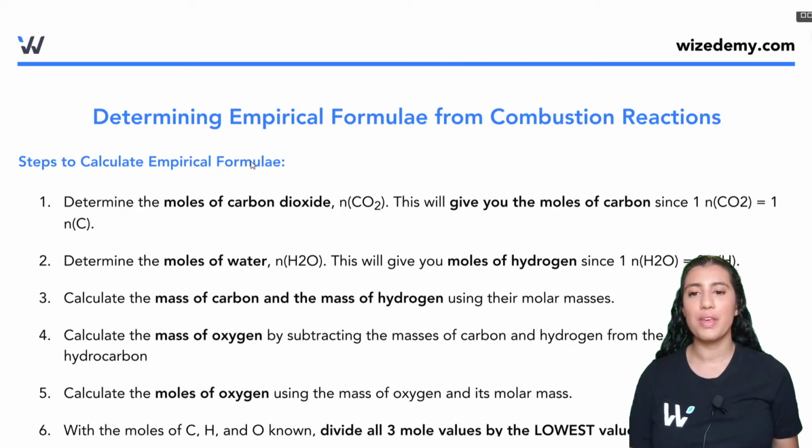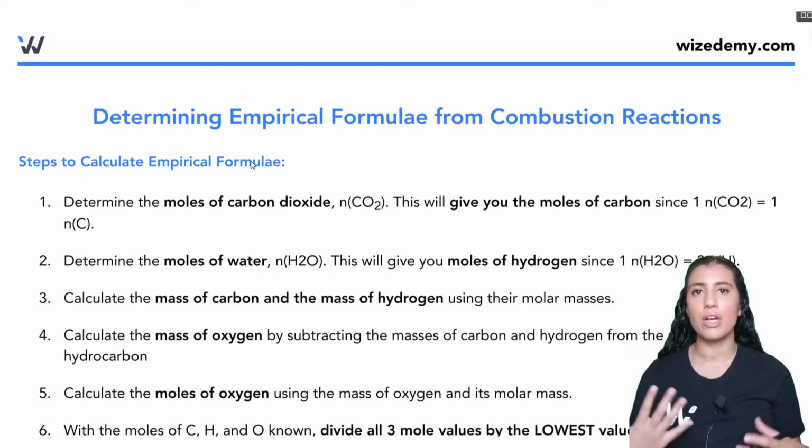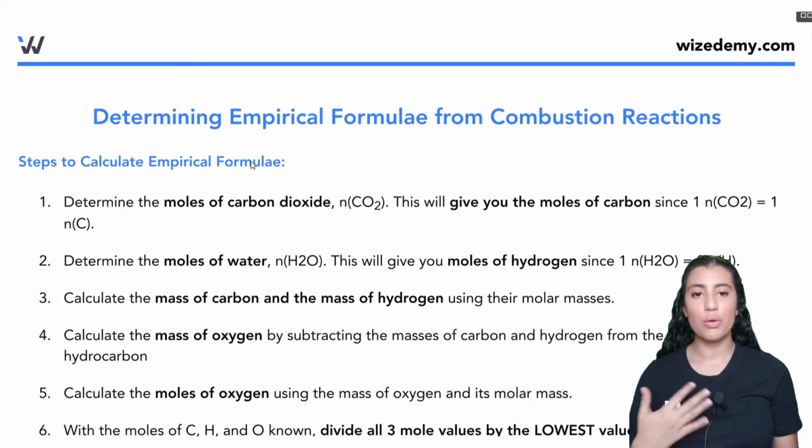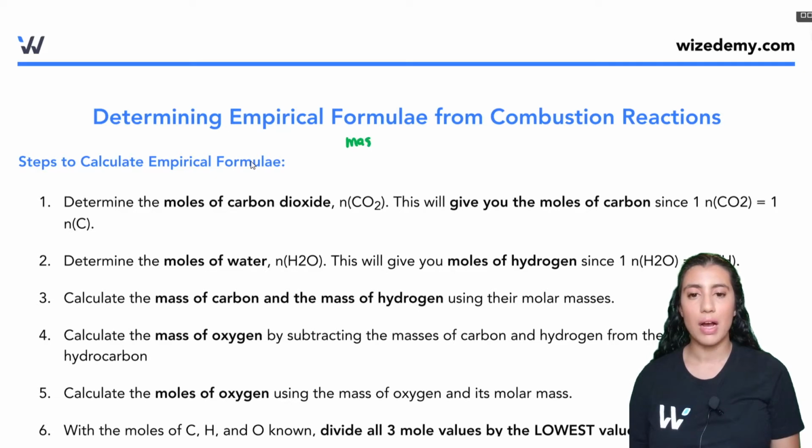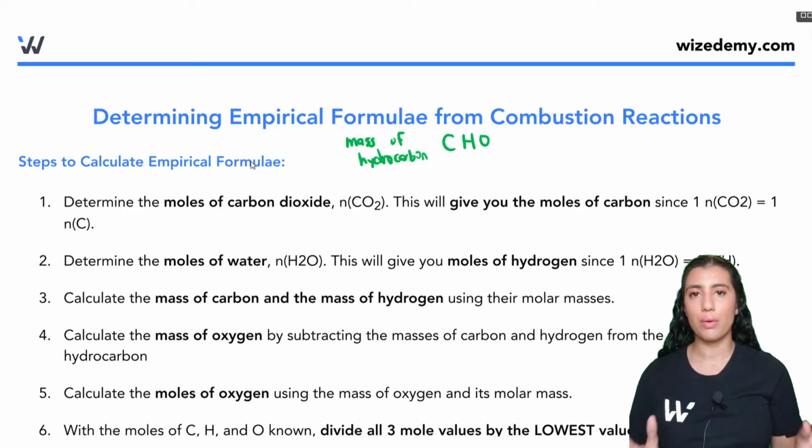Okay, so now for the problems where we're trying to figure out the empirical formula from a combustion reaction. Before we actually go into an example, let's go over the steps, since they're slightly different from the steps we learned before, but using the same kind of general ideas, we can make sense of it. In these types of problems, first of all, we usually are given the mass of the hydrocarbon. Remember, that's something like CHO. We don't know the subscripts, but we know it's something like that. And you'll also be given the mass of carbon dioxide and the mass of water.